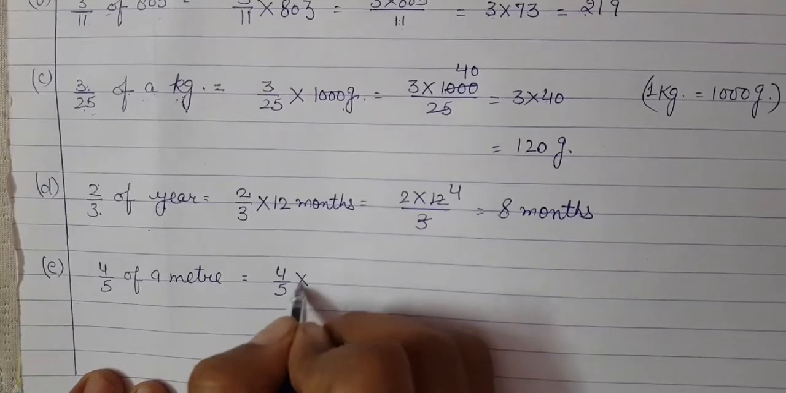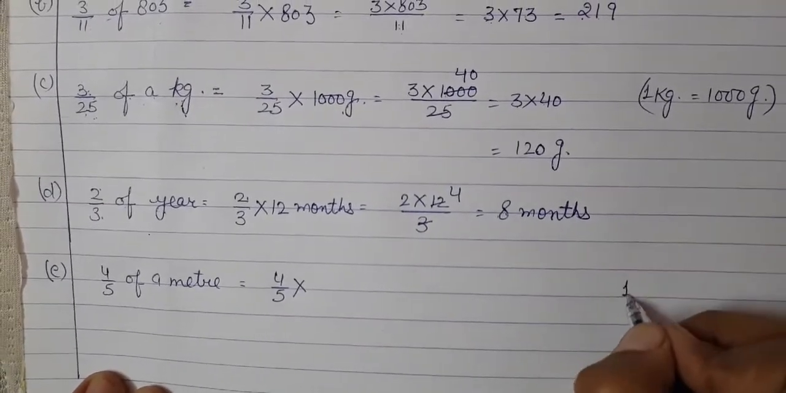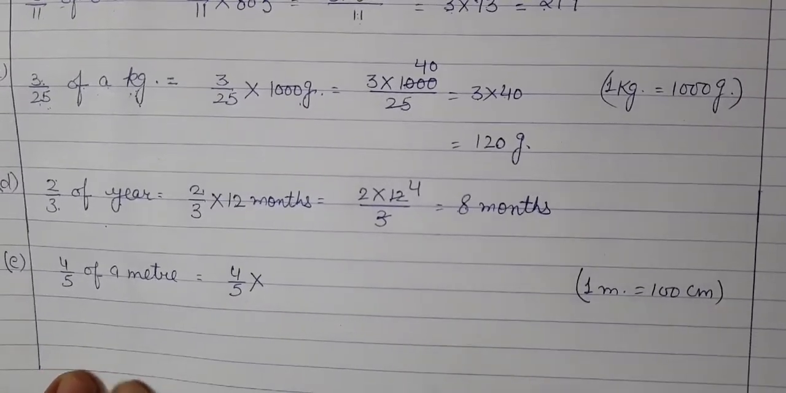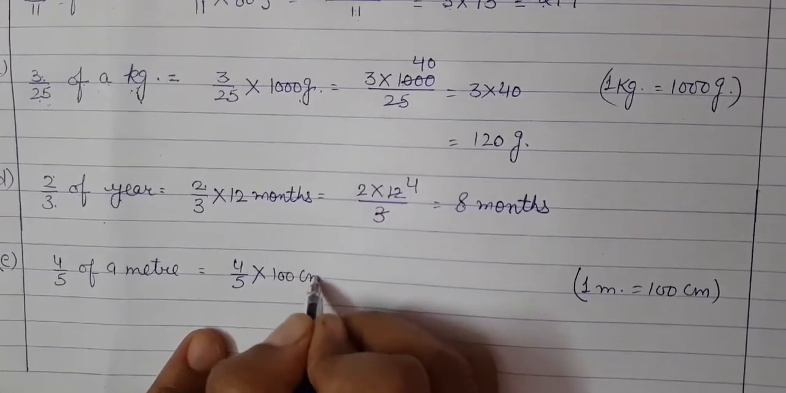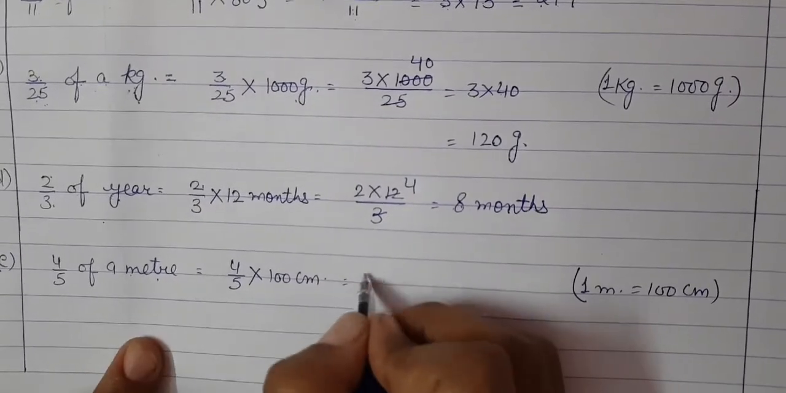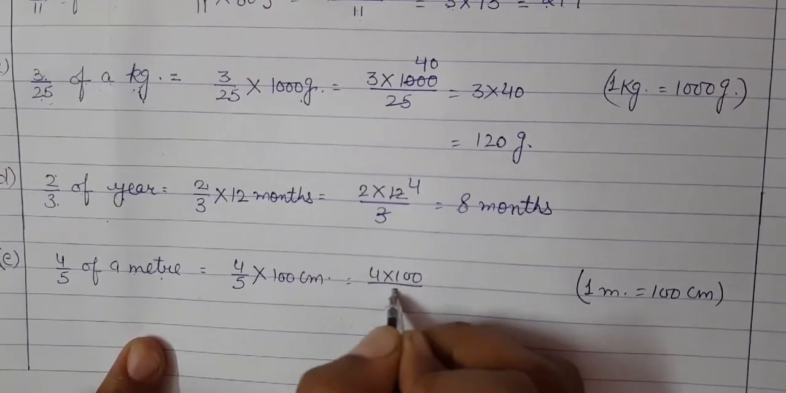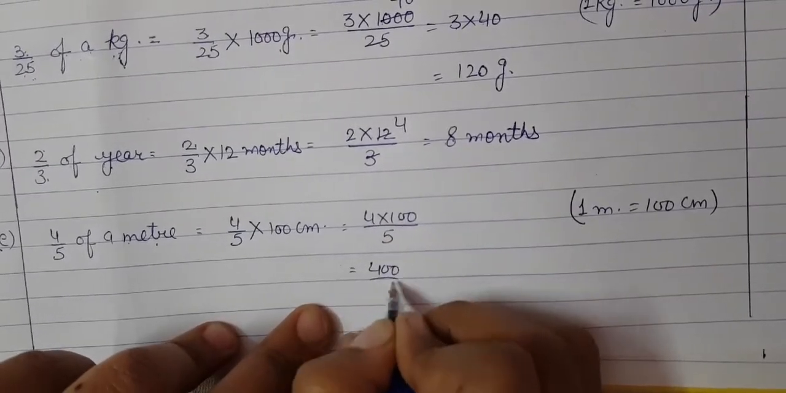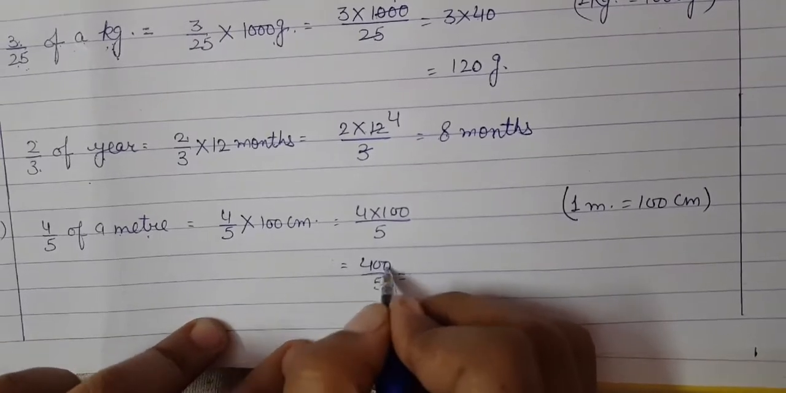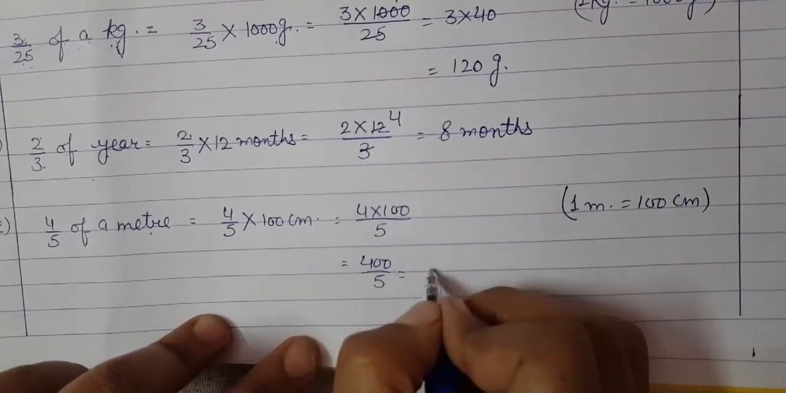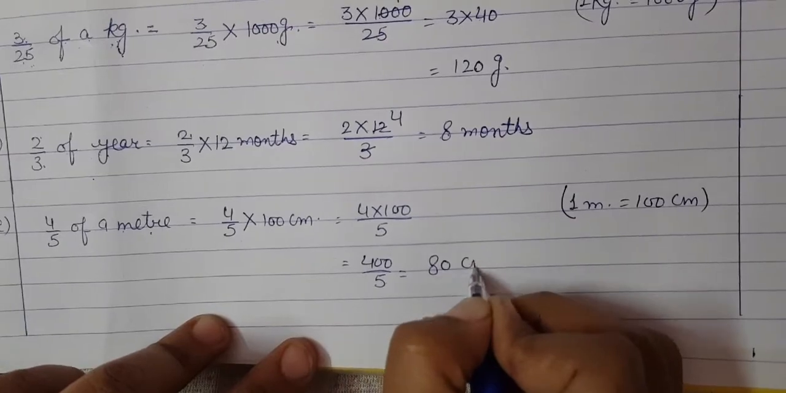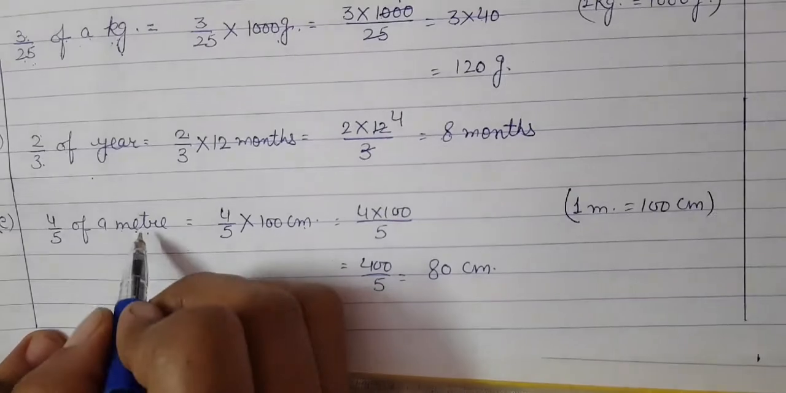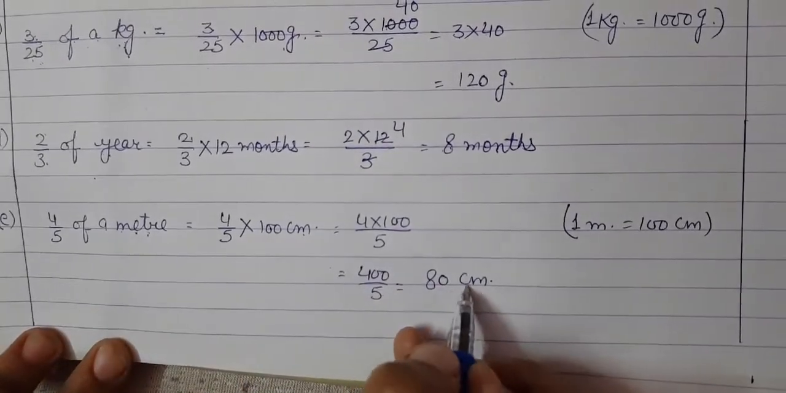Of will be converted into multiplication, and we know in 1 meter there are 100 centimeters. So we will write 100 centimeter in the place of a meter. 4 into 100 divided by 5. 4 into 100 is 400 upon 5, and if I divide 400 with 5, it will be 80 centimeter, because now we have converted meter into centimeter, and if unit is given in the question, then answer will also be in the unit.